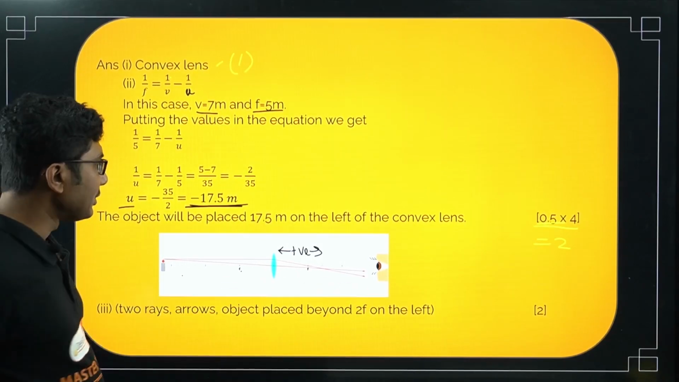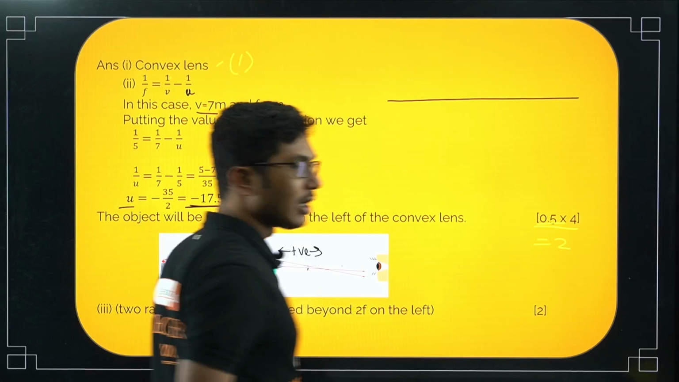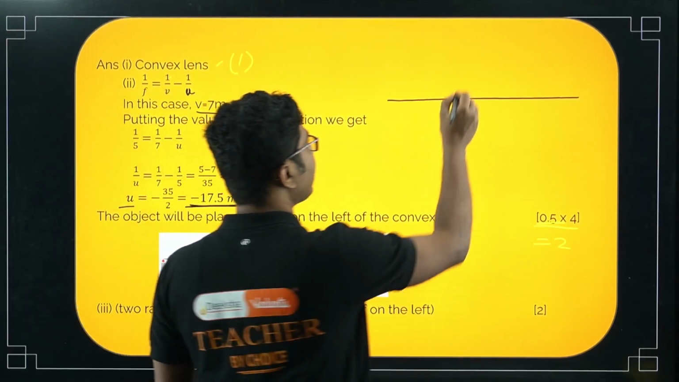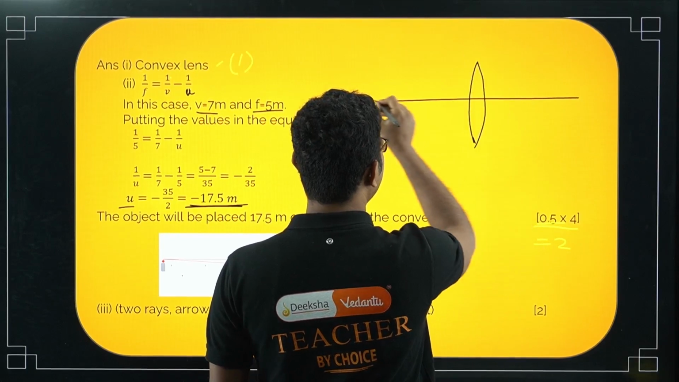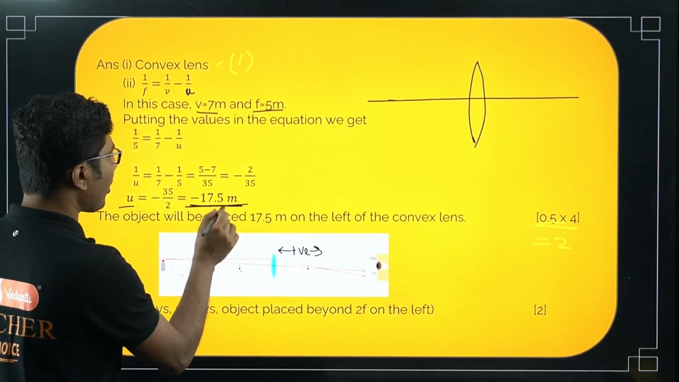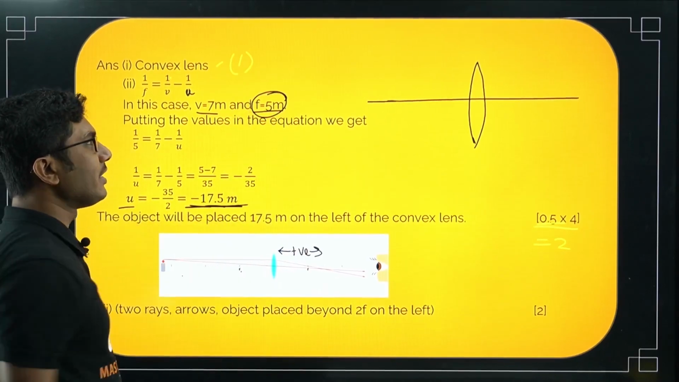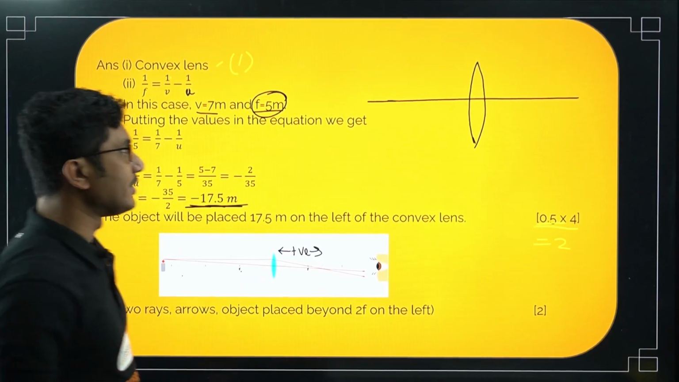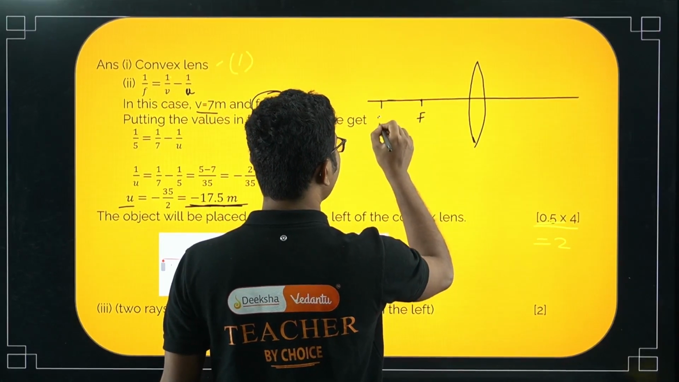This type of ray diagram is not necessarily required. What is important is that you draw the principal axis and the lens correctly. Remember that you have found the distance to be 17.5 meter. The focal length is 5 meters, so definitely it will be more than 2f distance. Suppose you have taken this to be f, this is 2f.